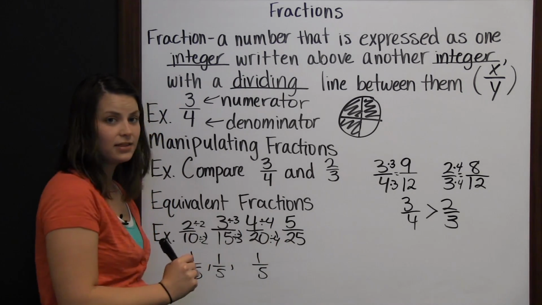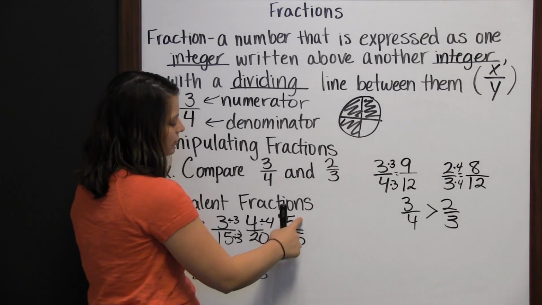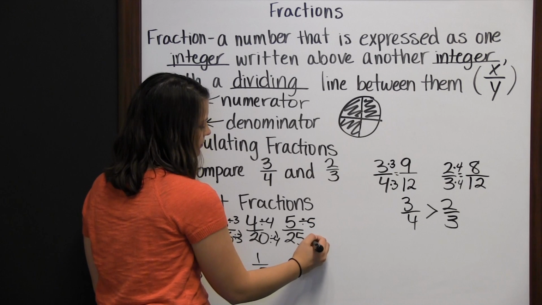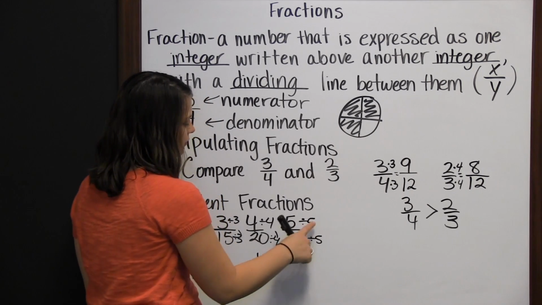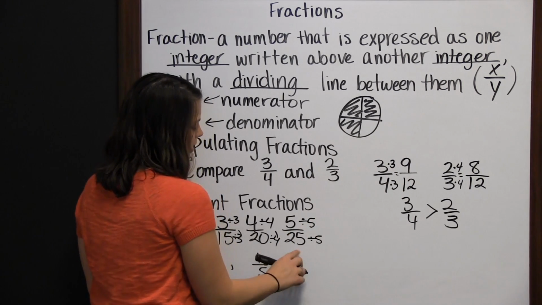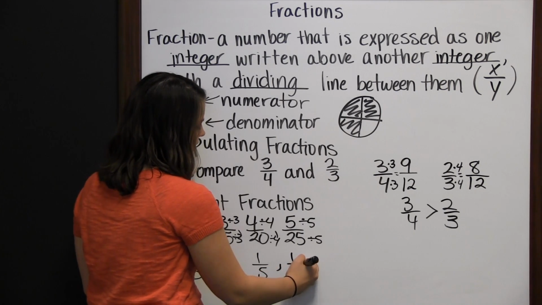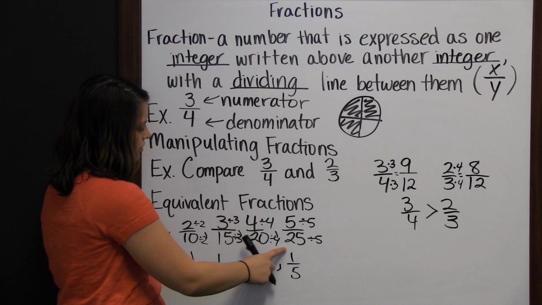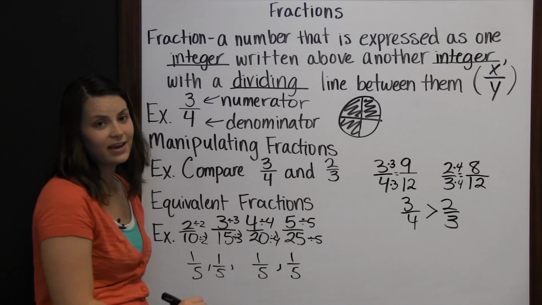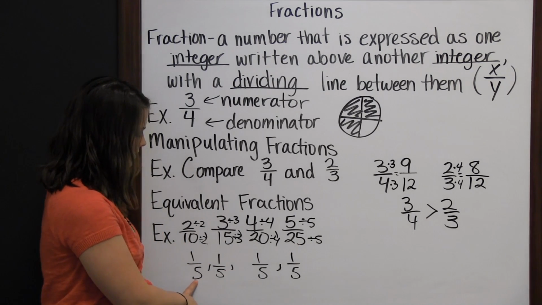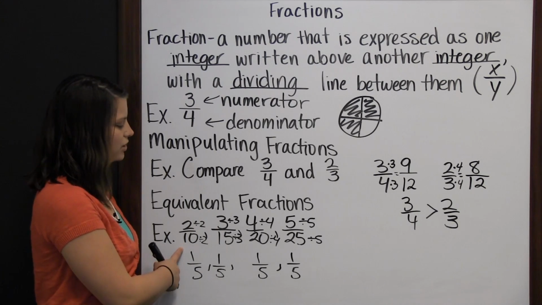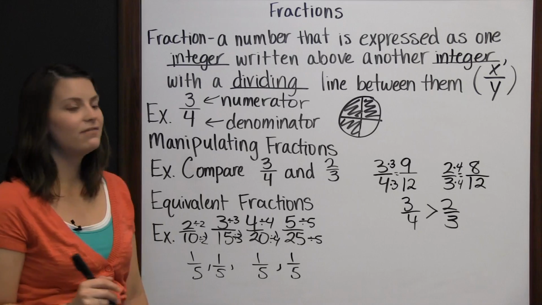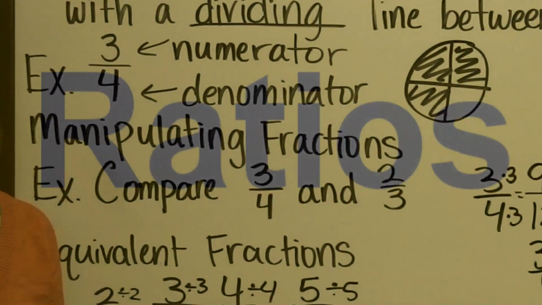Next, 4/20. Our numerator and denominator are both divisible by 4. So divide by 4, divide by 4. 4 divided by 4 is 1. And 20 divided by 4 is 5. Finally, 5/25. Numerator and denominator are both divisible by 5. 5 divided by 5 is 1. And 25 divided by 5 is 5. So as you can see, all 4 of these fractions are equal to 1/5. 1/5 is the simplest form of these fractions, and they are all equivalent fractions since they all have the same value, 1/5.